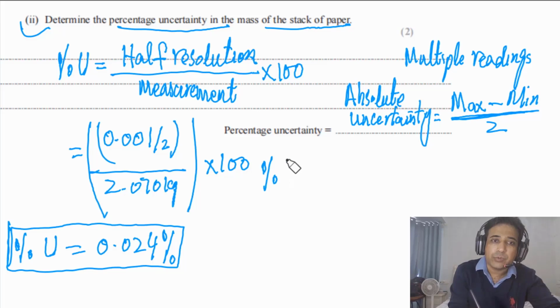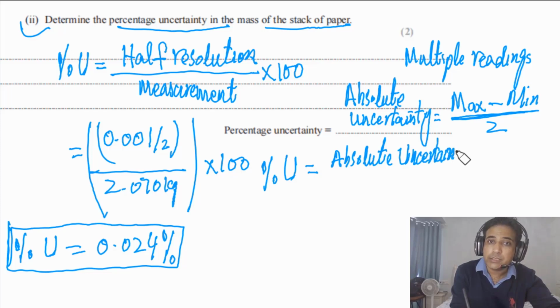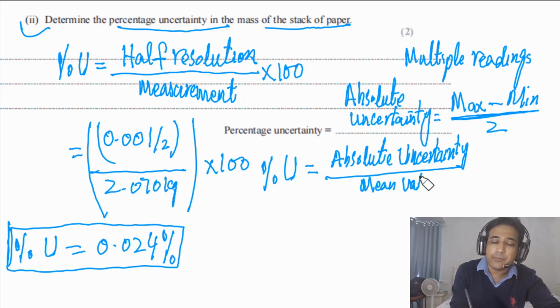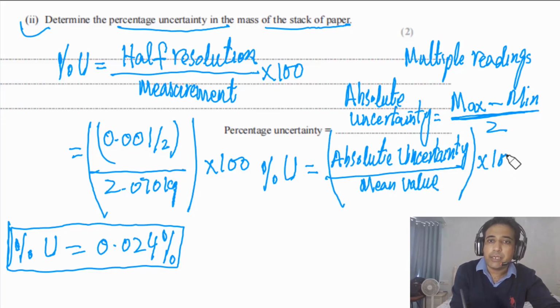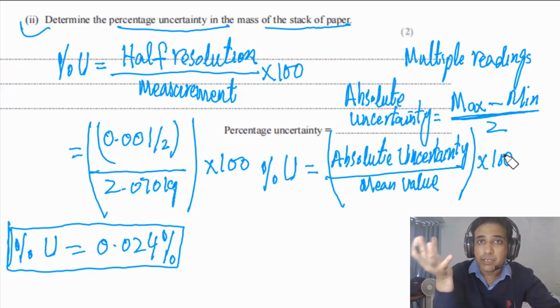If we have the absolute uncertainty, then we can find the percentage uncertainty. These are important points you need to understand step by step. We divide the absolute uncertainty by the mean value. Very important: you have to calculate the mean of the readings, and then multiply this by 100. Then you will be able to find the percentage uncertainty.